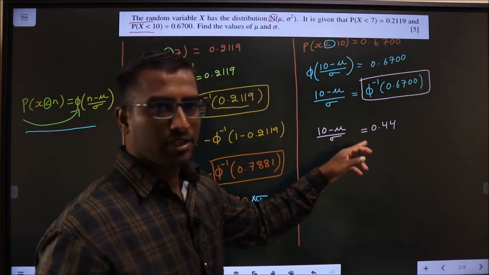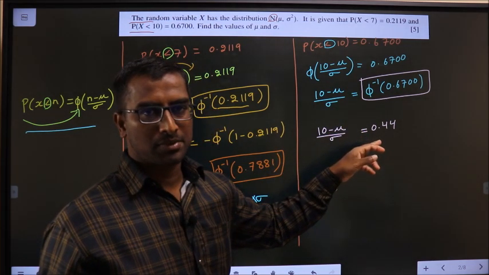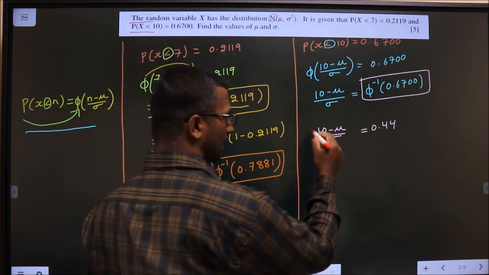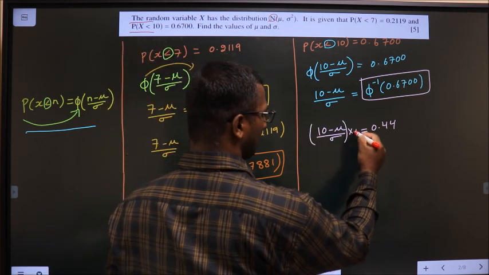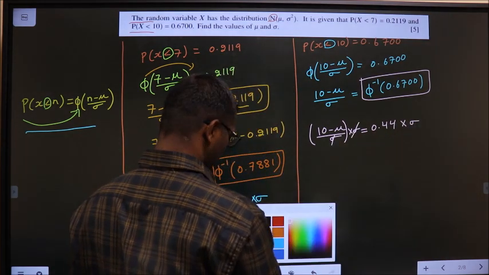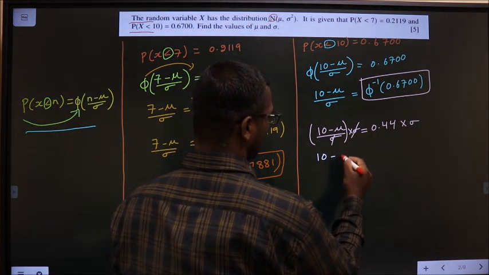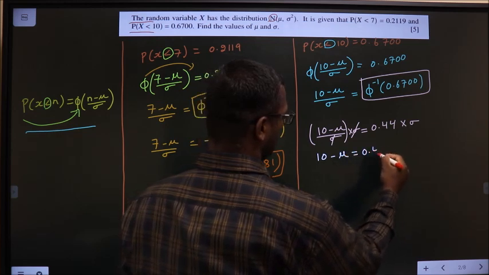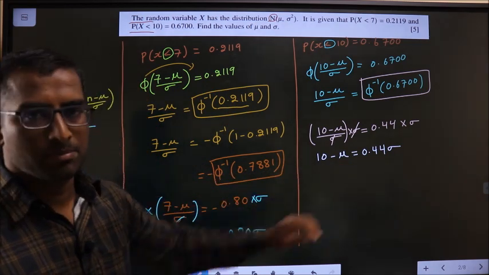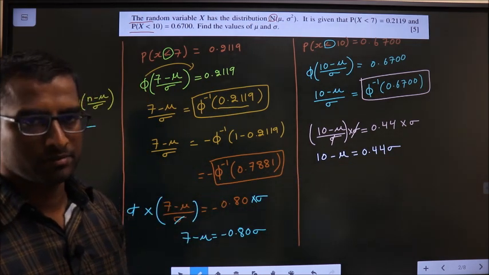If any doubts in using the normal distribution table, look at the playlist in the description. Now, to get rid of the standard deviation, multiply by standard deviation on both sides, this gets cancelled. I get 10 minus mean equal to 0.44 standard deviation. Here also it cannot be simplified further, so I stop.